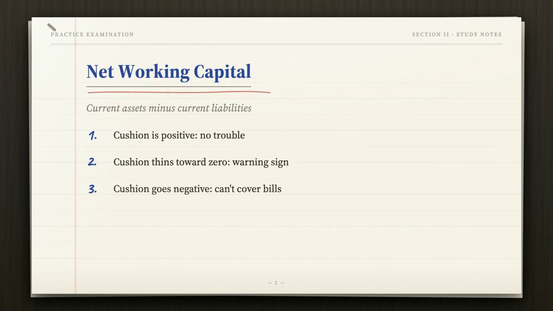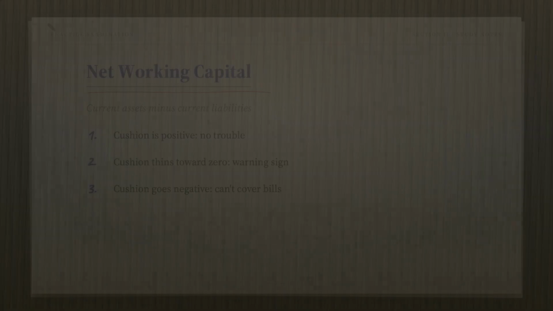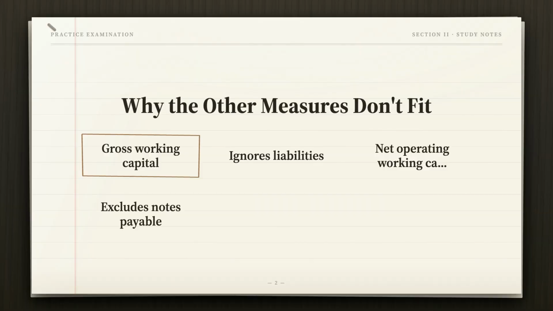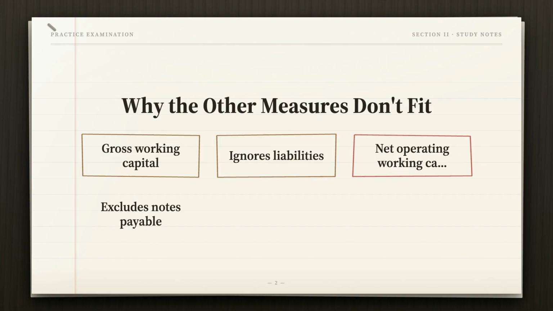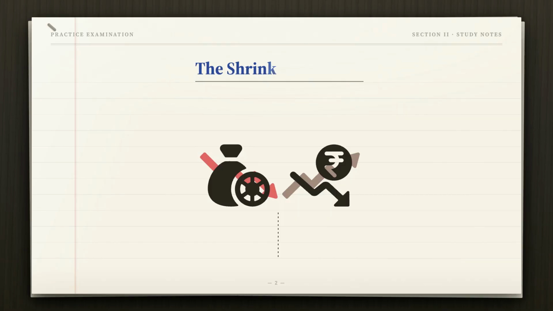But as it thins towards 0 or turns negative, the company may not be able to cover what it owes. Gross working capital counts only current assets and ignores the obligations pressing against them, so it can't register a squeeze at all. Net operating working capital deliberately excludes notes payable, one of the very obligations that can drive a liquidity crunch, so it misses part of the picture too.